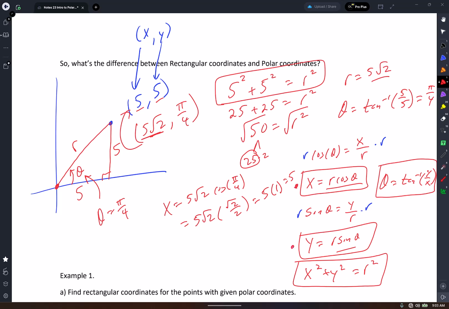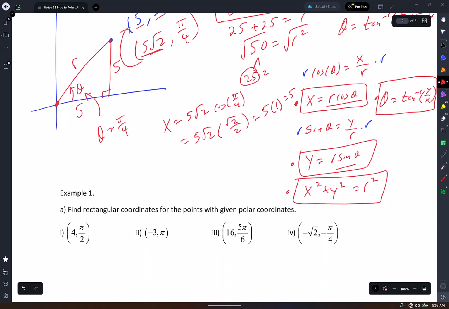So what's the difference between rectangular coordinates and polar coordinates? Well, you can go from one to the other. For rectangular coordinates, you just plot your x and y. For polar coordinates, you're plotting an r comma theta. Are we still okay? Okay.